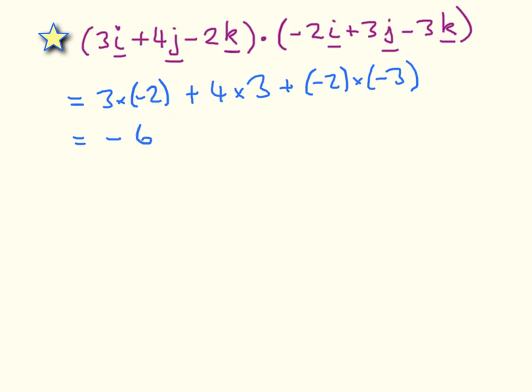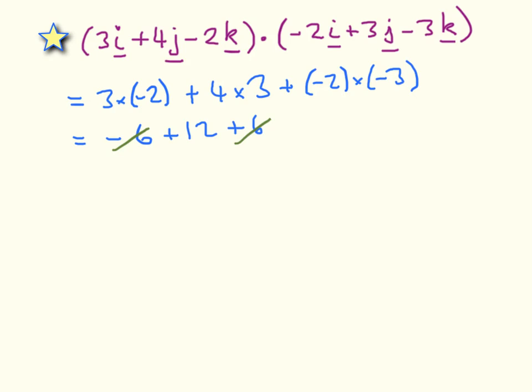From here we're going to get 12. And then finally from here, because it's a negative number multiplied by a negative number, we're going to get a positive result and we're going to get 6. So we're going to get plus 6. And what we see is that the -6 and the +6 will cancel. So they cancel, and this tells us that the result is 12.